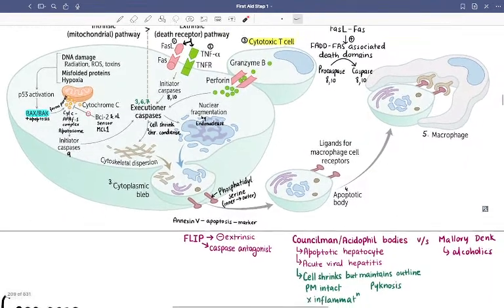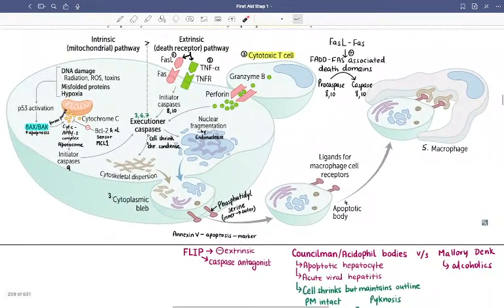First we have the intrinsic and extrinsic pathways. Intrinsic is obviously DNA damage, any kind of hypoxia, misfolded proteins, etc. P53 gets activated. It activates the apoptotic proteins BAX, BAK, SMAC/DIABLO. These form pores in the mitochondria, and you have cytochrome C, APAF complex, the apoptosome. All of these activate the initiator caspase 9, always initiator caspase 9.